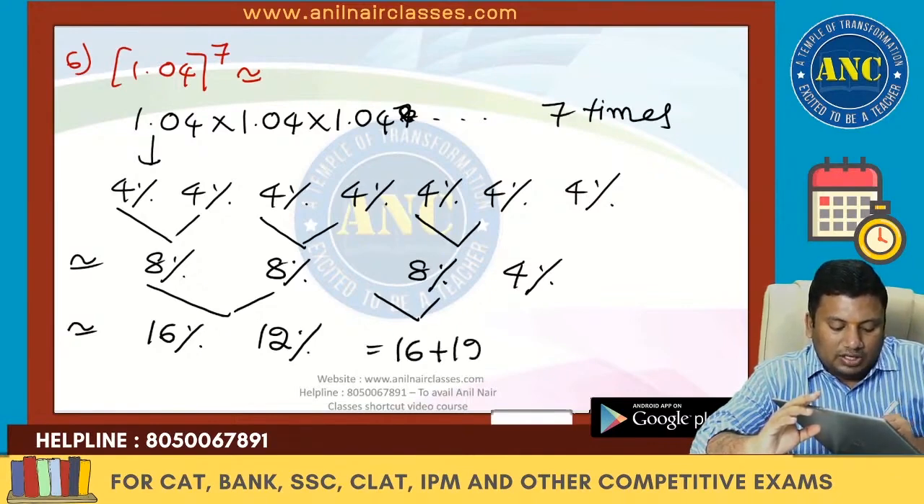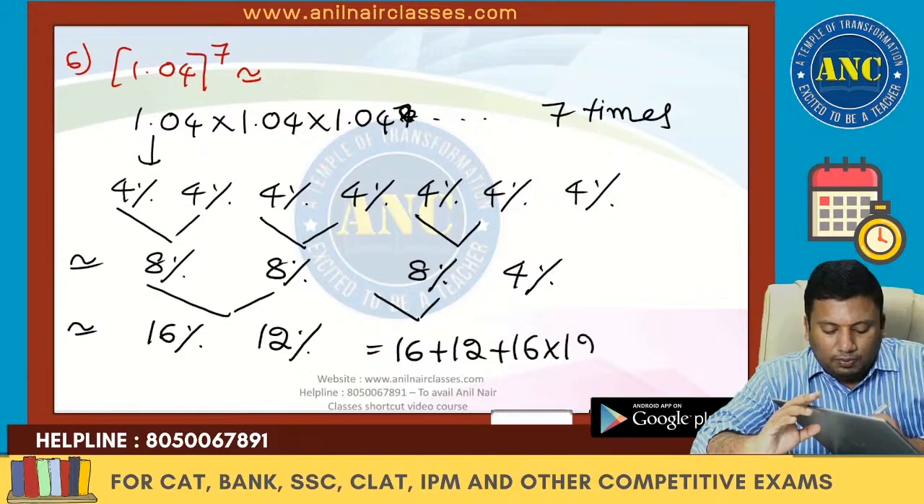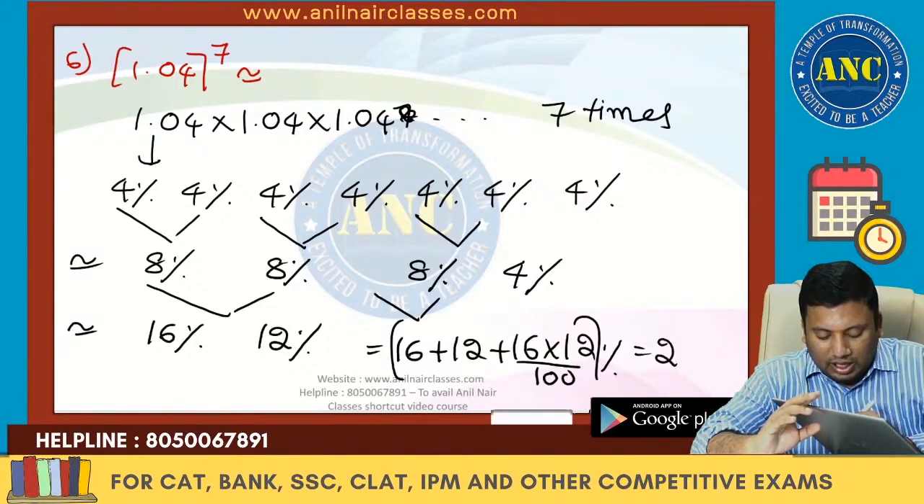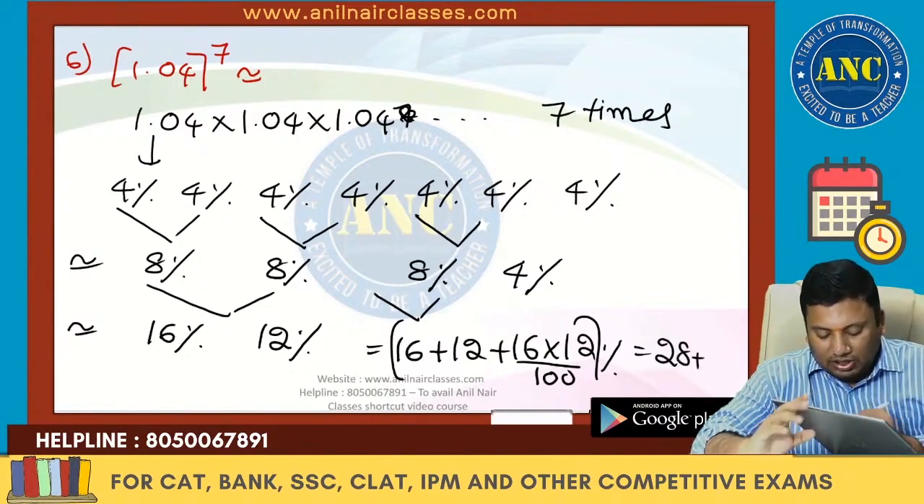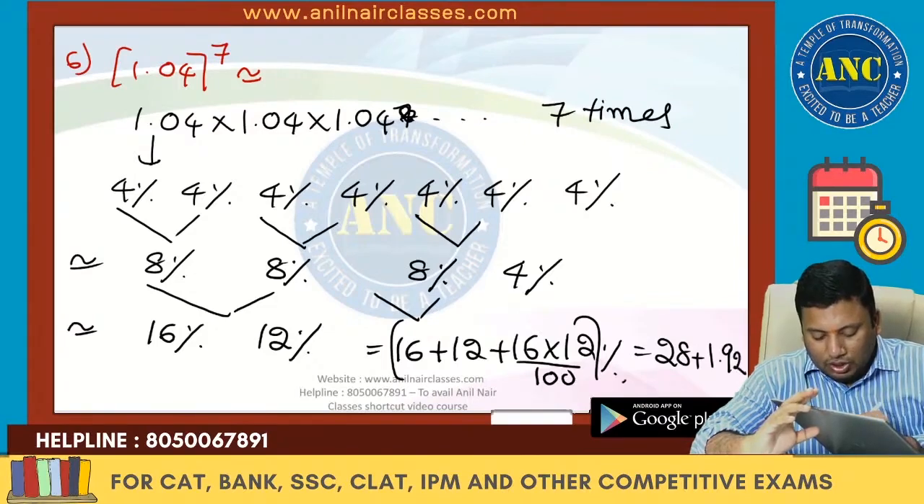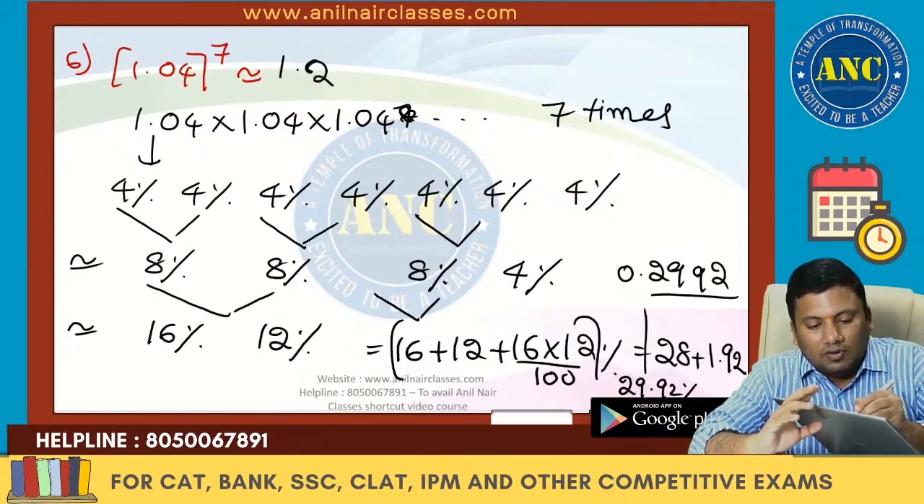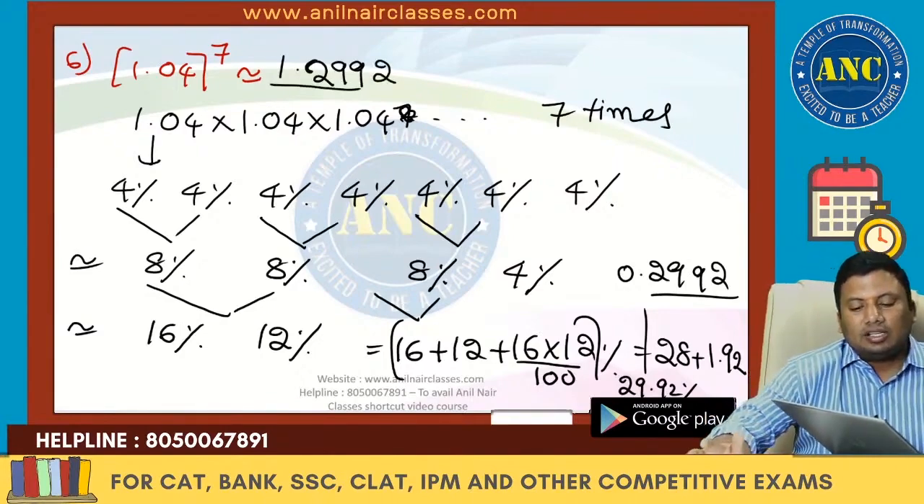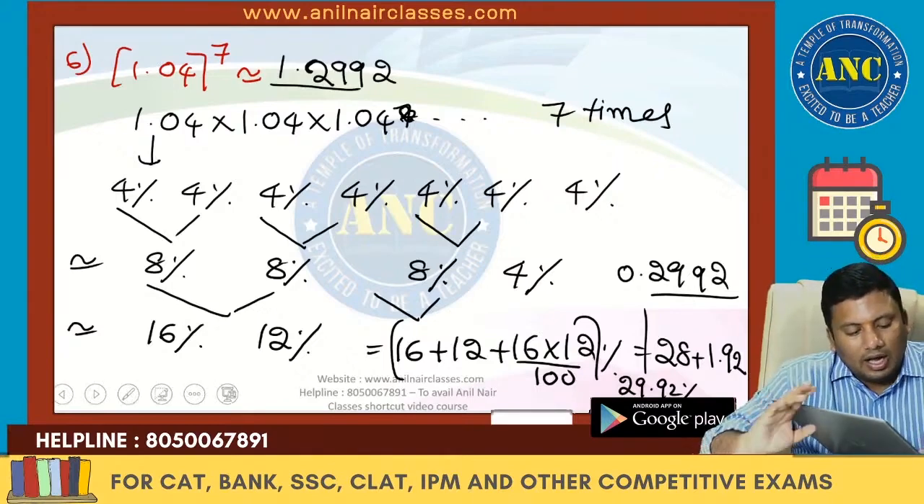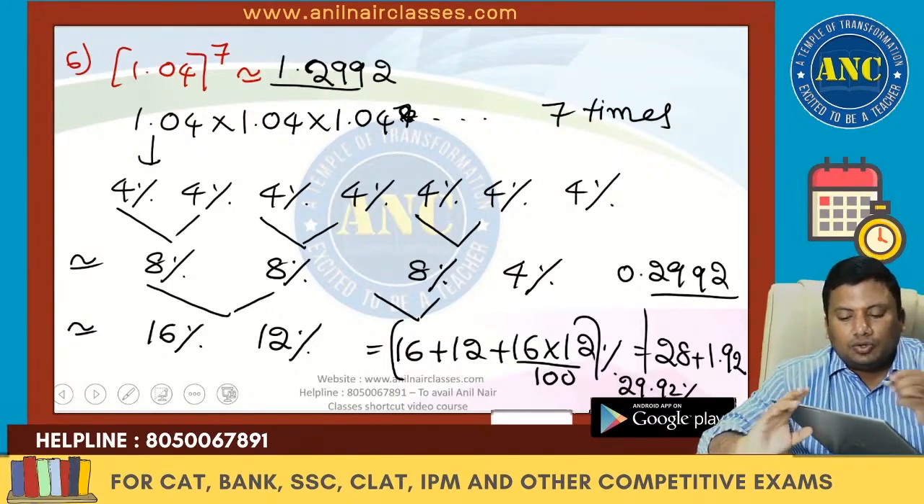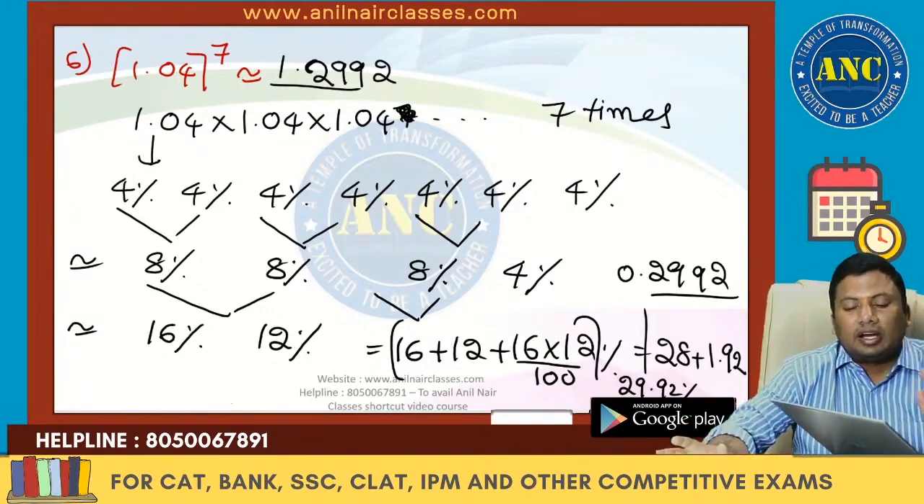Using A plus B plus A into B divided by 100, these are nothing but 28 plus 1.92, so 29.92 percent, which is 0.2992. A 0.2992 increase on 1 gives 1.2992. The answer is 1.2992. I hope the idea is clear.